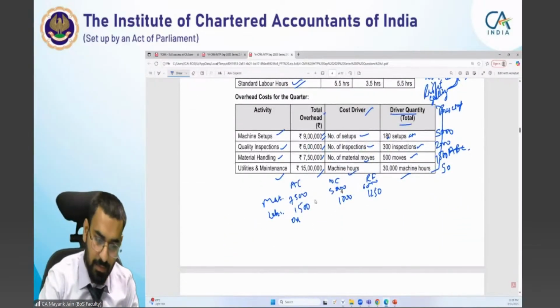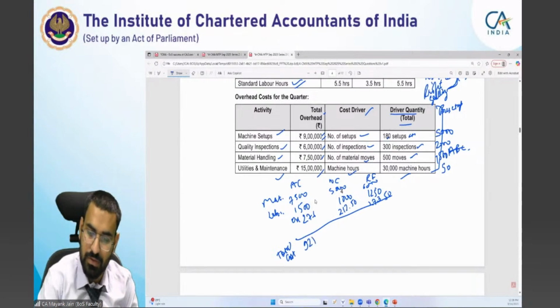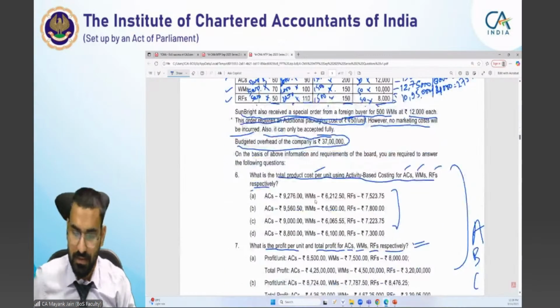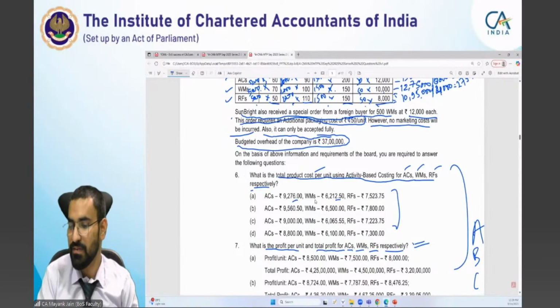हमारे पास ओवरहेड यहाँ पे आ गया पर यूनिट का 276, 212.50, 273.75. इसका हम टोटल निकालेंगे, टोटल कॉस्ट पर यूनिट 9276, 6212.50, 7523.75. ऑप्शन में देखता हूँ कि कौन से वाला है. ये हमारा फर्स्ट पार्ट इसका आंसर हो गया है.